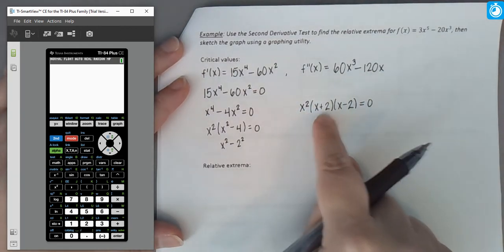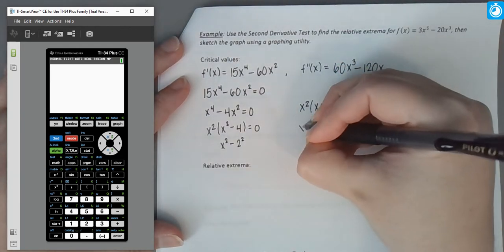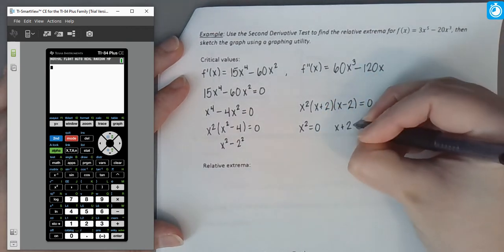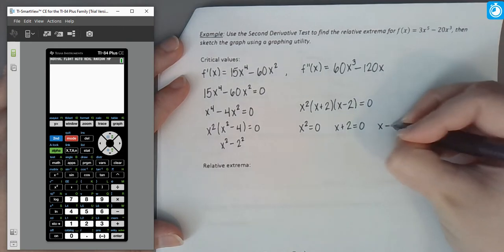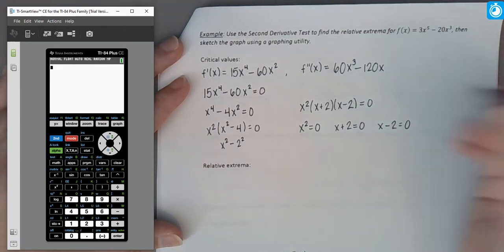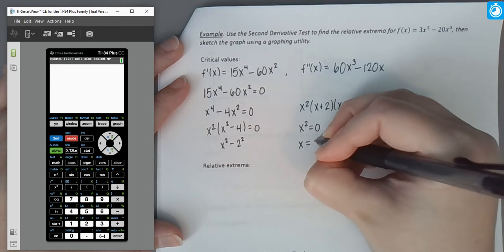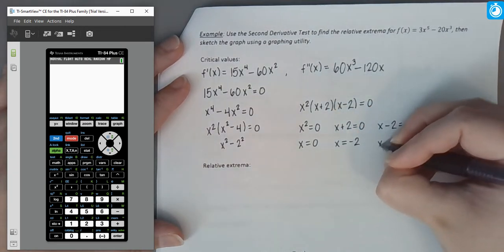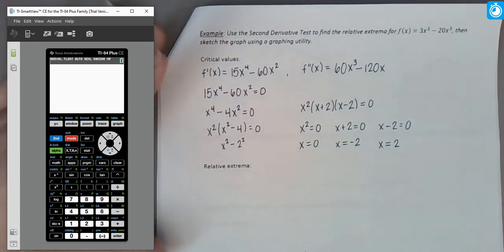So if we then set each of our factors equal to 0, x squared is equal to 0, x plus 2 is equal to 0, x minus 2 is equal to 0, we get x equals 0, x equals negative 2, and x equals positive 2. So those are going to be the locations for our critical values. Those are the possible locations of a relative maximum or a relative minimum.